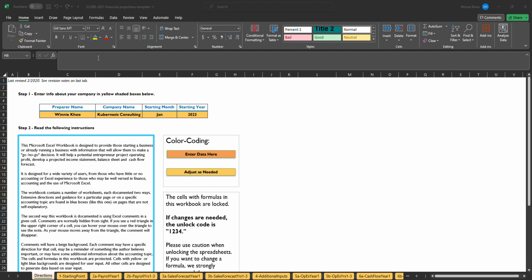So we'll go ahead and get started with step one. My name is Winnie Koo, and my company is Kubernetes Consulting. Now I follow a calendar year, so my starting month is January.